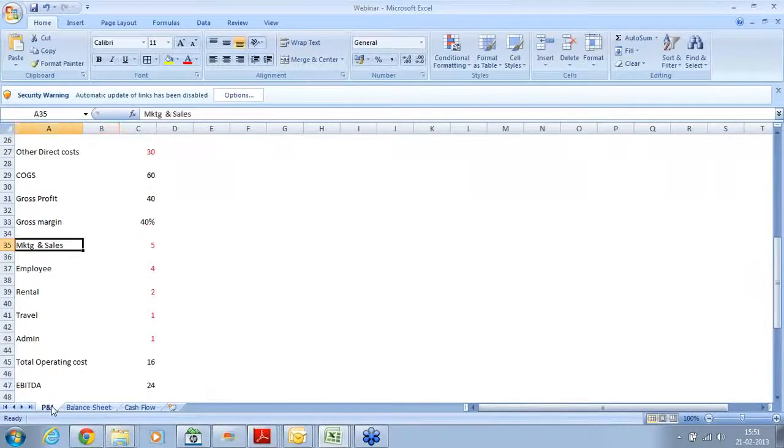But usually these are the costs: marketing and sales, employees, rental, travel. Admin will consist of electricity, stationery, internet costs, telephone costs, etc.